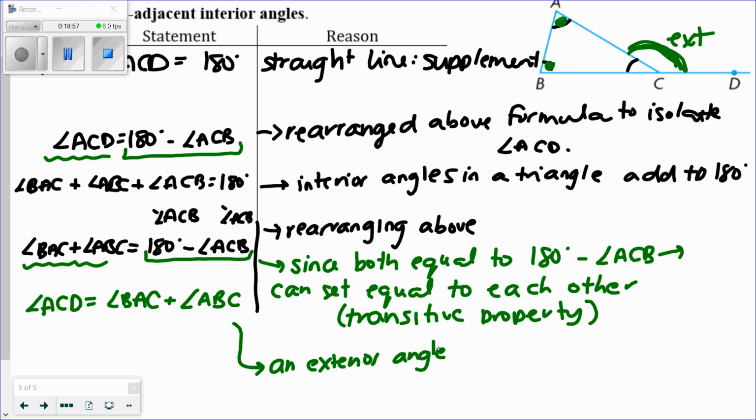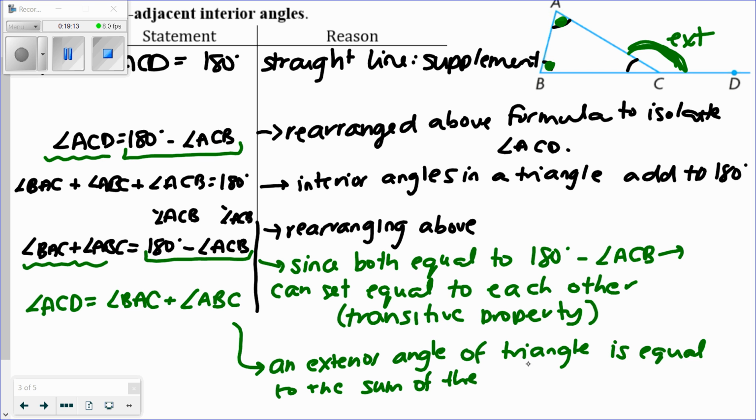So an exterior angle of a triangle is equal to the sum of the non-adjacent interior angles of the triangle.